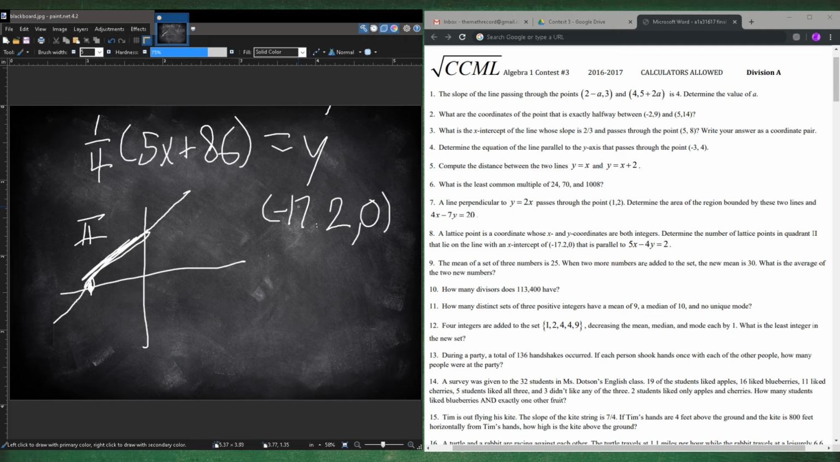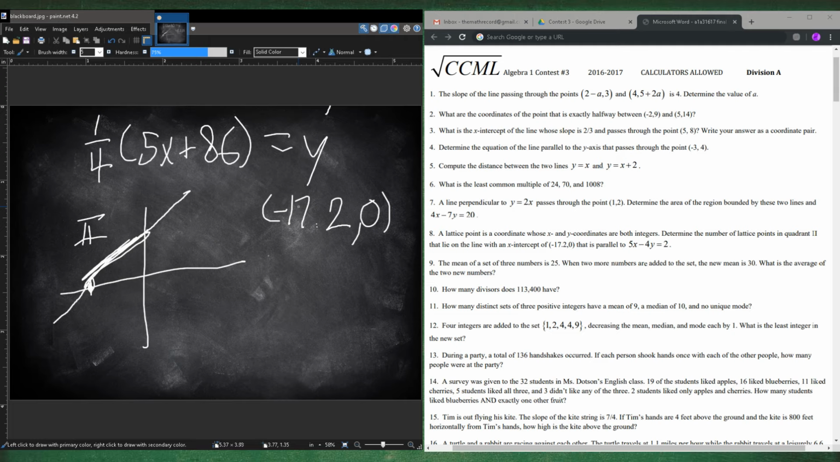Let's just put this in our calculator to make sure we get integers. You could make a spreadsheet, or you can make an equation and just start checking points. So you have negative 17, negative 16, negative 15, negative 14, negative 13, negative 12, negative 11, negative 10, negative 9, negative 8, negative 7, negative 6, negative 5, negative 4, negative 3, negative 2, and negative 1.